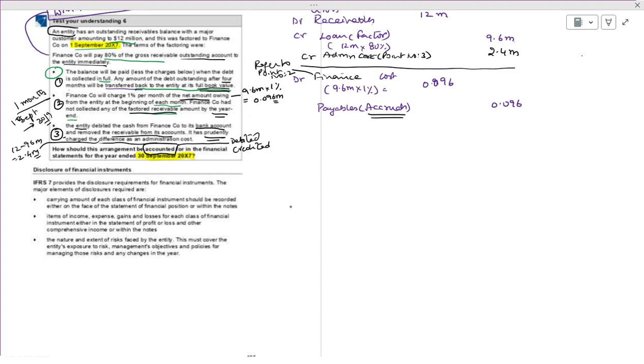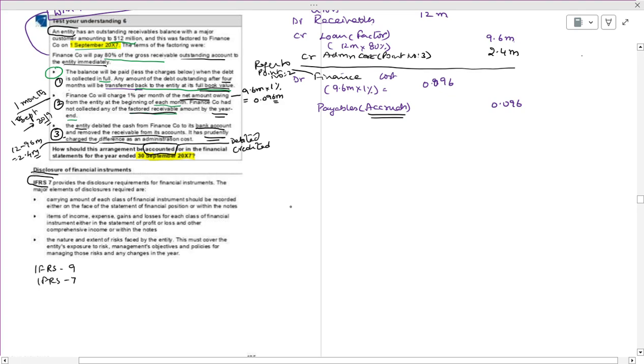See, this is a disclosure. We have to disclose. This is IFRS 7. You have IFRS 9, financial instruments; IFRS 7 is the disclosure of financial statements. Whatever you are doing in the business has to be given in the notes to the accounts. IFRS 7 provides disclosure requirements. We have to disclose the carrying amount of each class of financial instrument, whatever the closing amount is. It has to be on the face of the statement of financial position or within the notes to the accounts.